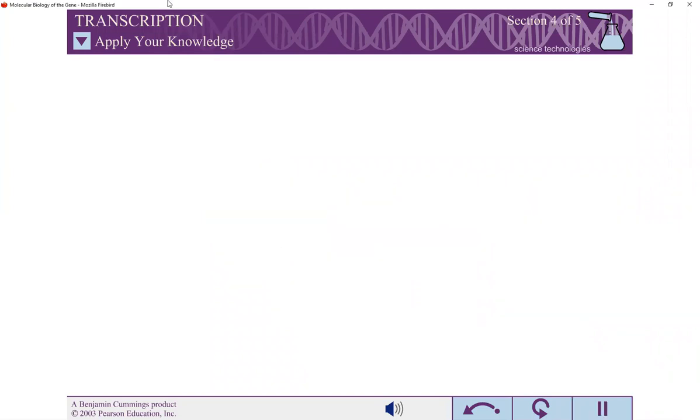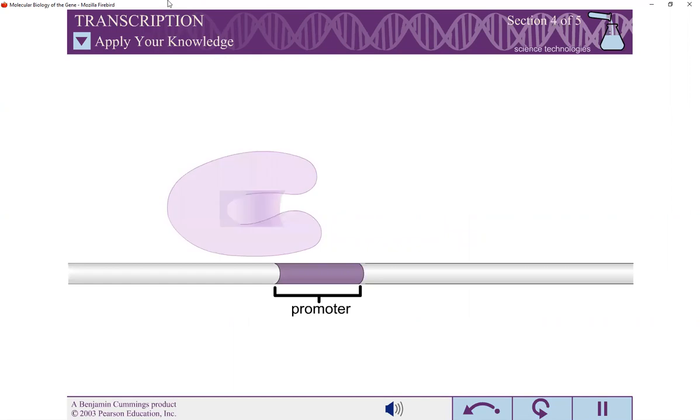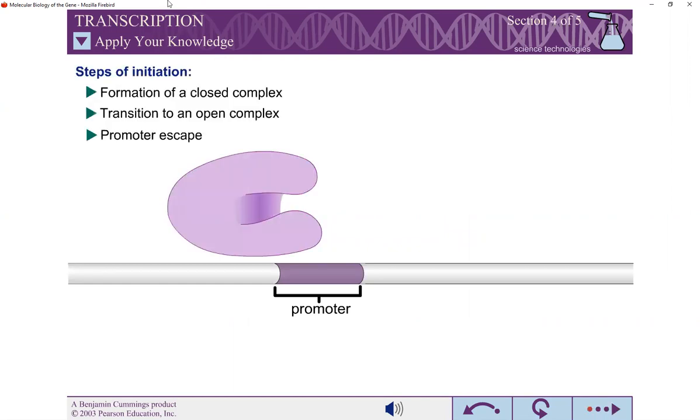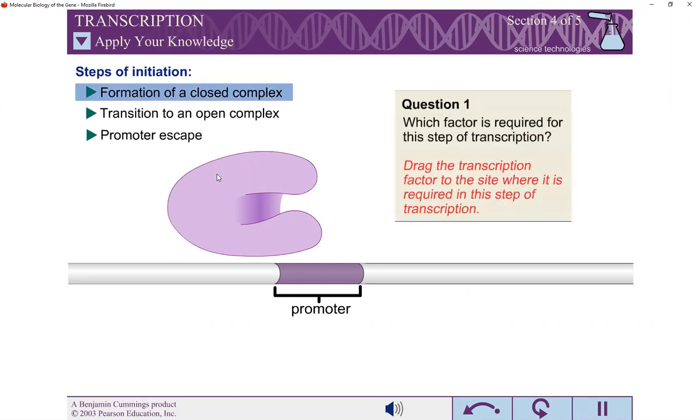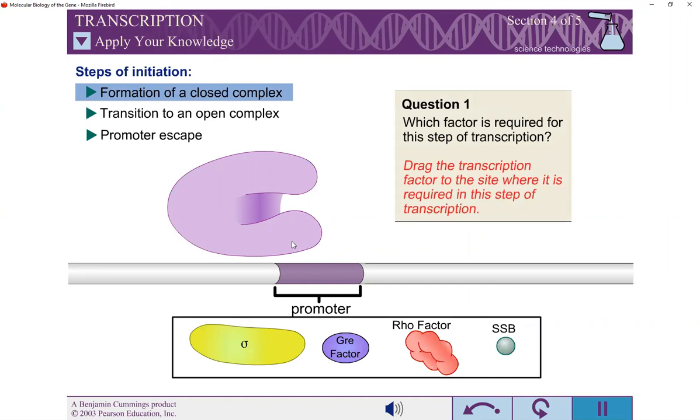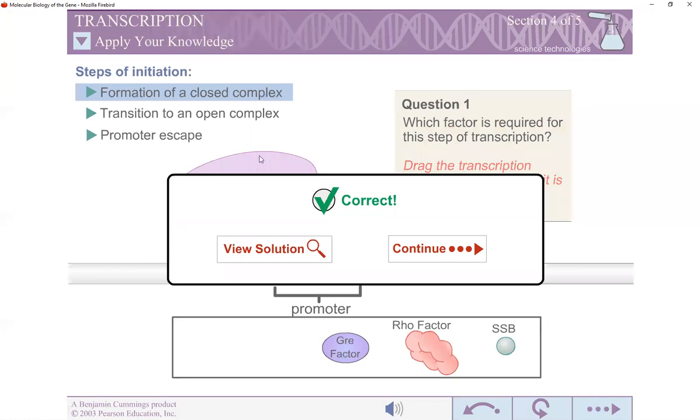Initiation helps the bacterial RNA polymerase bind the DNA and begin transcription. Now, bacterial transcription is going to begin. Question 1: which transcription factor is required for this step of transcription? The first step required is the binding of the sigma factor. The sigma factor will bind to the RNA polymerase first.